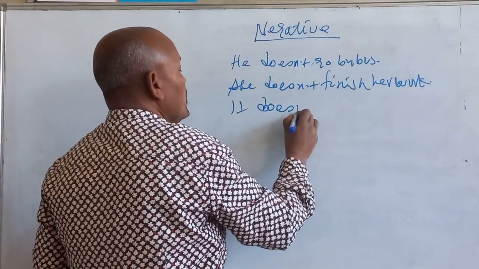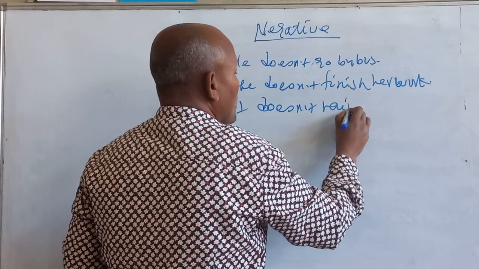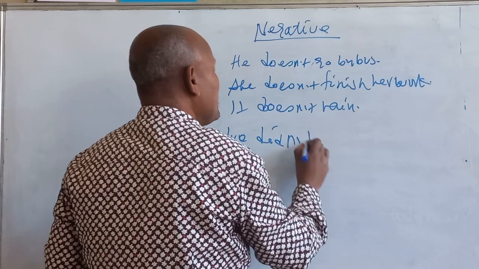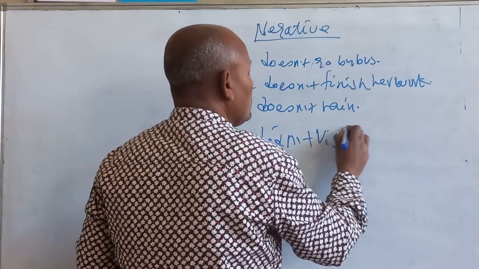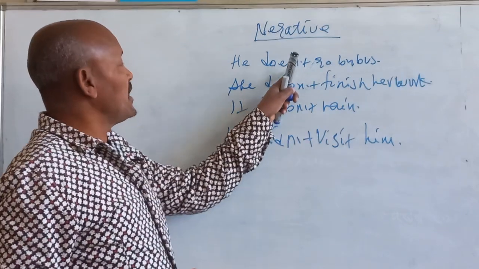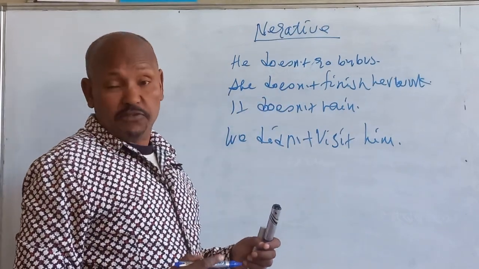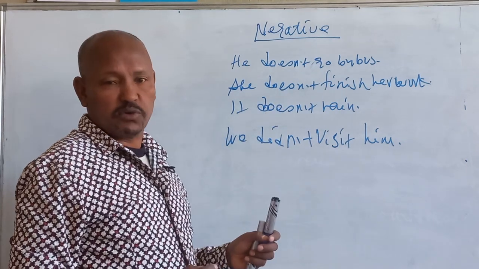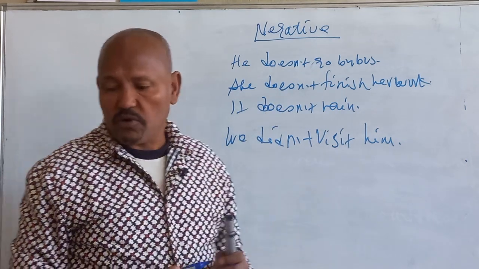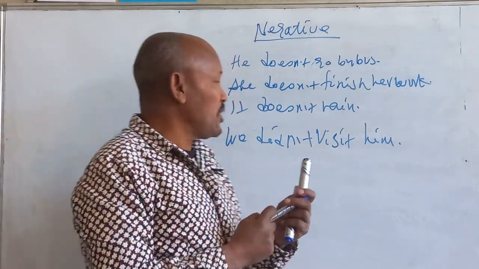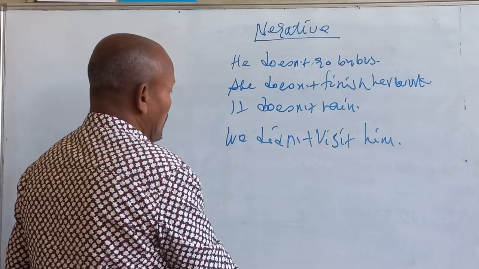Yeah, it doesn't rain. Absolutely right. And we didn't visit him. Look at the examples. These are negative sentences using the do forms of verbs: doesn't, didn't and don't. So we can just use these do forms in making what? In making negative sentences. That's the other way of using these do forms.